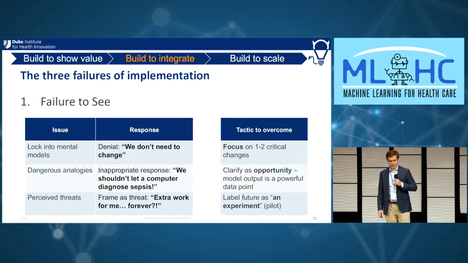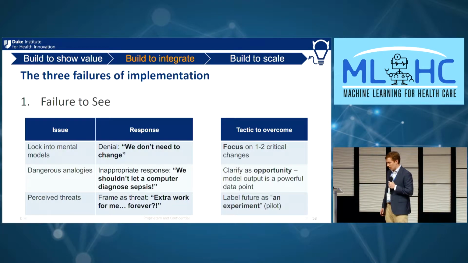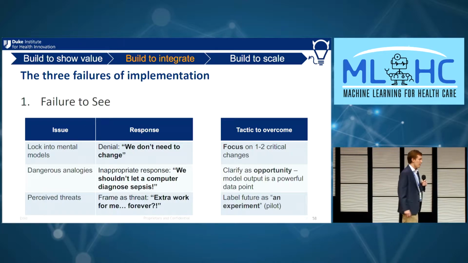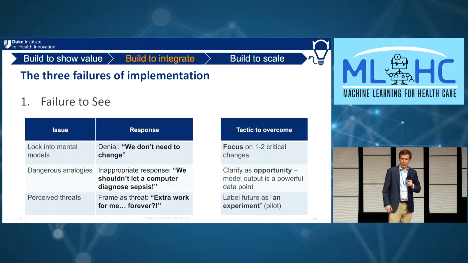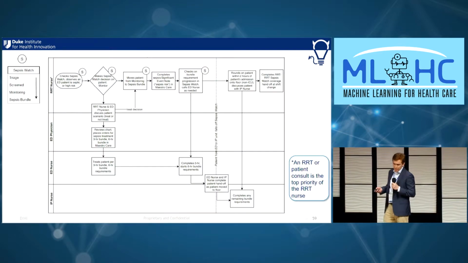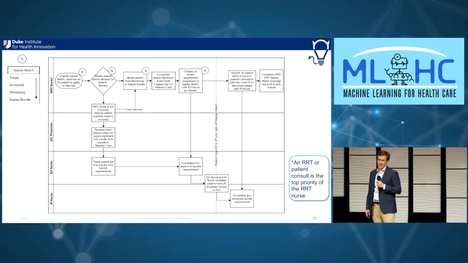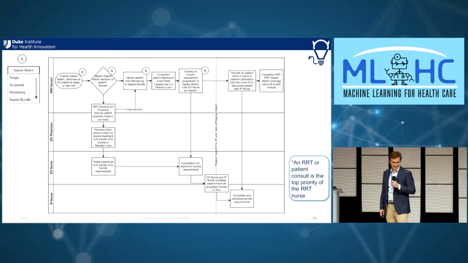So as you'll see on the left, there are some human, organizational, and cultural issues that manifest themselves in those responses, and then a couple of tactics to overcome them. But essentially it is a failure to launch. So the way we overcame the failure to see was, as you might expect, a process map.